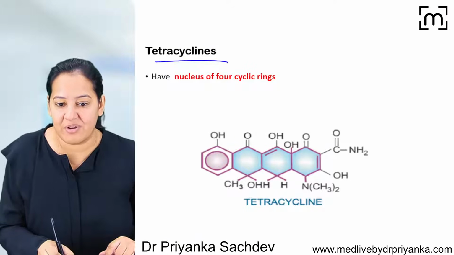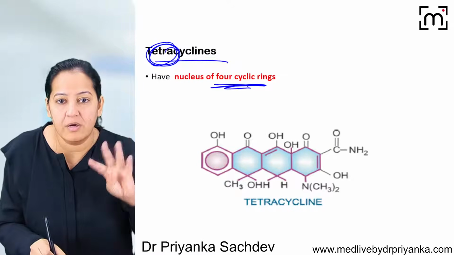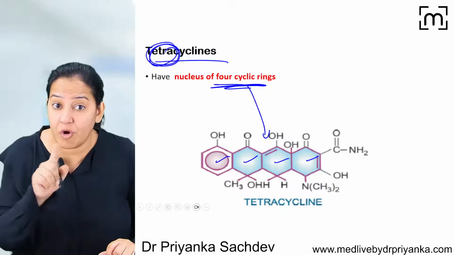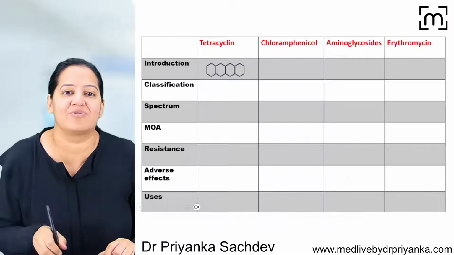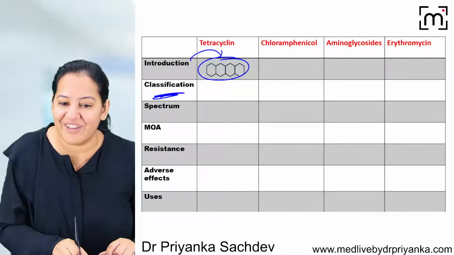Why are tetracyclines known as tetracyclines? Have you ever thought? Tetracyclines are known as tetracyclines because they have four cyclic nuclei, the 4 benzene rings. That's why they are known as tetracyclines. So in the introduction, you must know their structure. That's it. Coming to their classification.